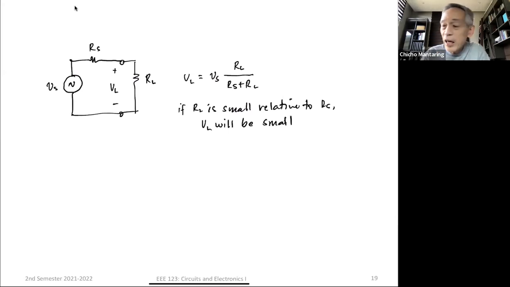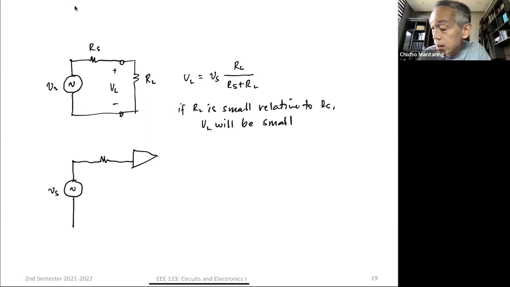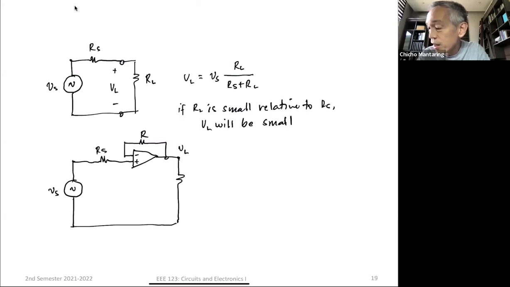Okay? Anong gagawin ko? Lalagyan ko ng buffer. So lalagyan ko ng buffer. V of S. Ito yung R of S. So ano yung buffer ko? My buffer will be, let's just call that R. This is R of S. Okay, this is now going to be V of L. Dito ko ngayon ikakabit yung R of L ko.